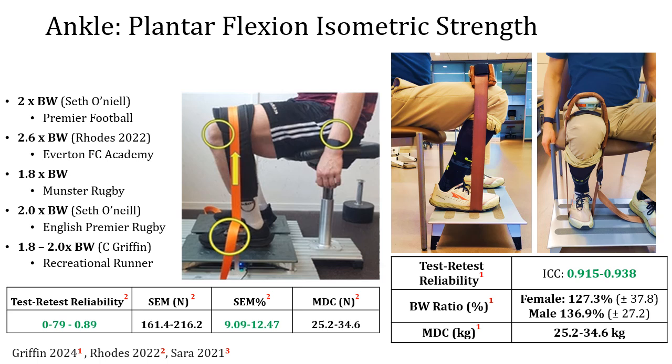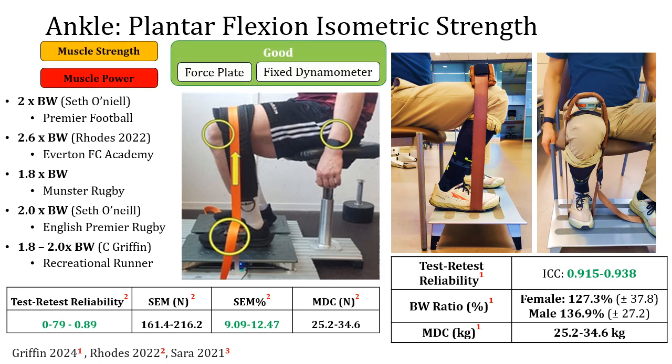And then you can see the minimal detectable change, what would be considered meaningful if you're going to track this over time. With the fixed dynamometer, ideally, the microfit only gives you your force output, but it would be recommended to have a handheld dynamometer that gives you the force time curve as well, especially if you're going to be doing power. That's going to be a necessity. But otherwise, it's a good assessment for isometric force production and power.